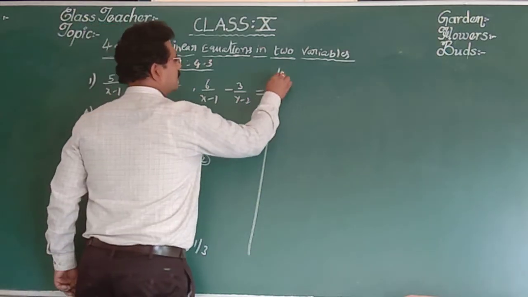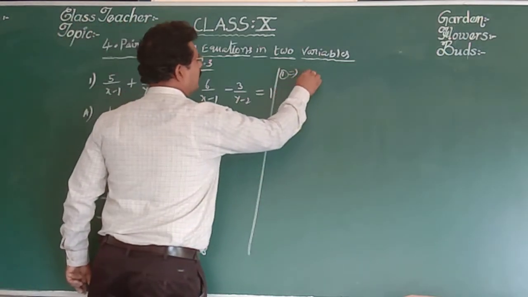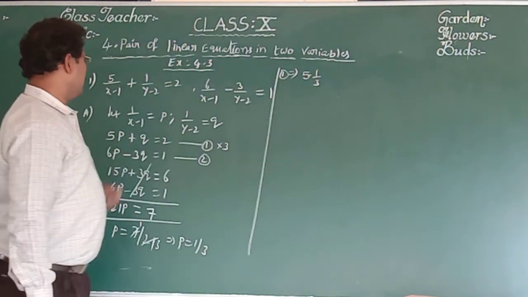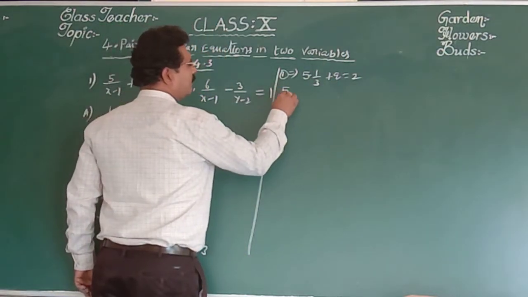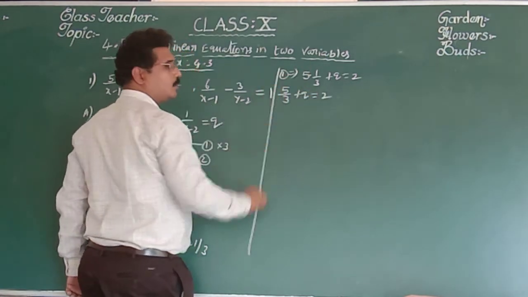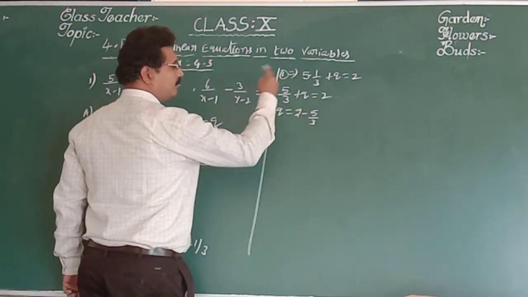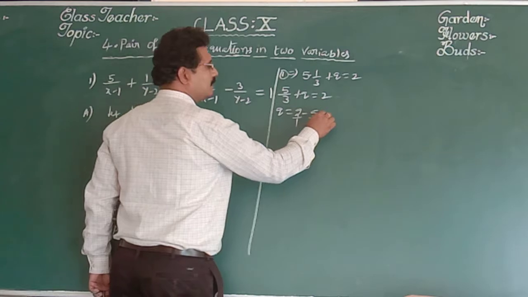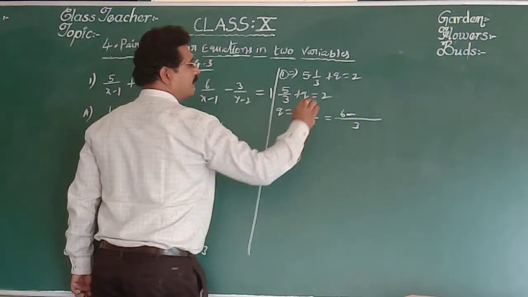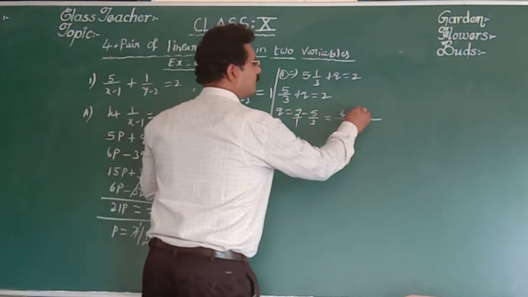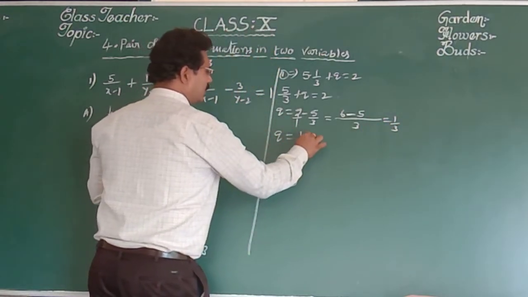Now equation 1 implies, what is equation 1? 5p, 5 into p means 1 by 3, plus q is equal to 2. So 5 by 3 plus q is equal to 2. q is equal to 2 minus 5 by 3. Plus 5 by 3 goes to that side, minus 5 by 3. By 1, take LCM. What is LCM? 3 is the LCM. 3 2s are 6 minus 5. What is 6 minus 5? 1 by 3. Therefore q is equal to 1 by 3.